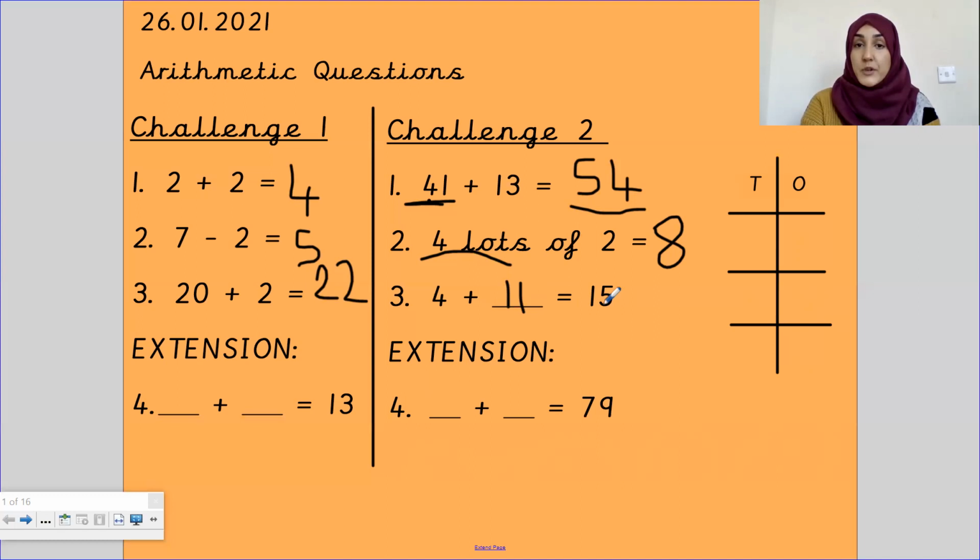Or now I'm going to use the other method. I'm going to put 15 in my head. I'm going to hold up 4 fingers and I'm going to count backwards. So that's 15, 14, 13, 12, 11. So it gives me the same answer. It's just you choose, is counting forwards easier for you or is counting backwards? Your choice.